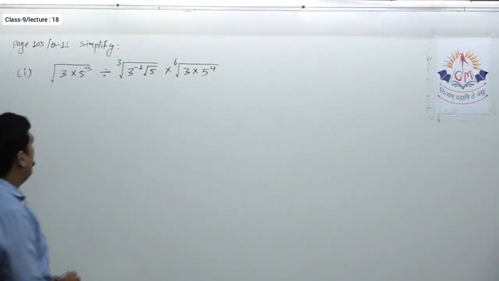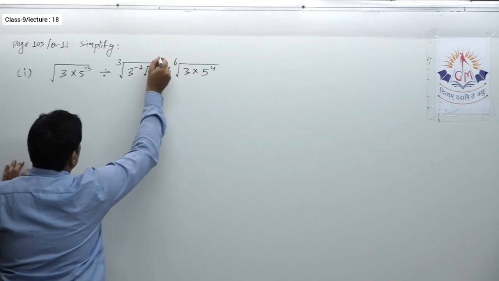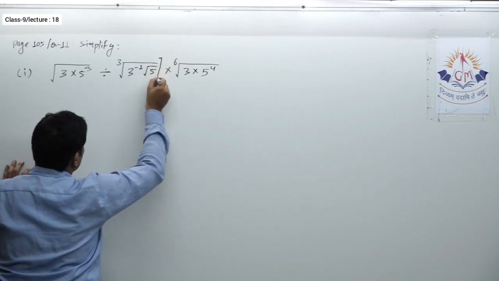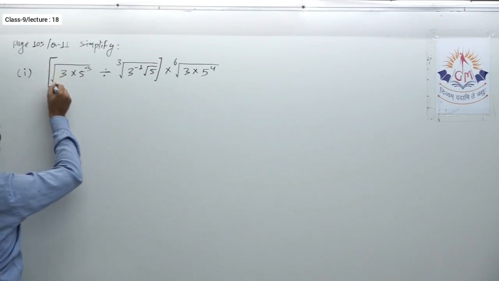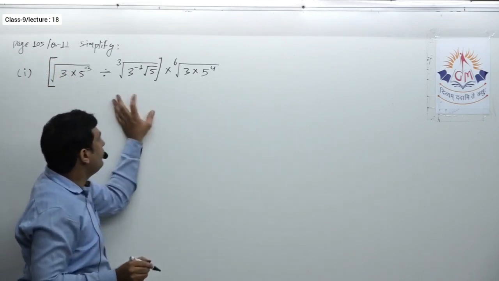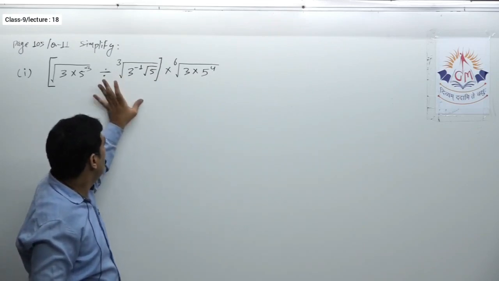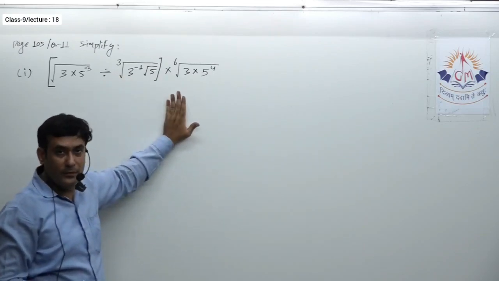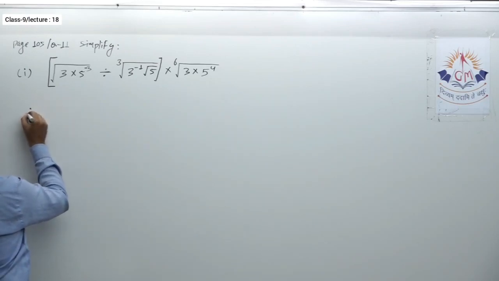Okay, before I give you the solution of this, there is one change in the question. There is a bracket over here which is not given in the book, so make it this. That means the first two terms are in division and the result we have to multiply with the third one. Okay, so let us see how to solve this.